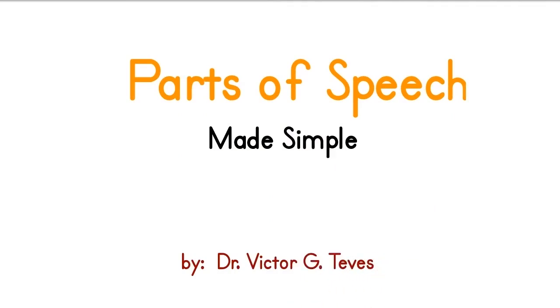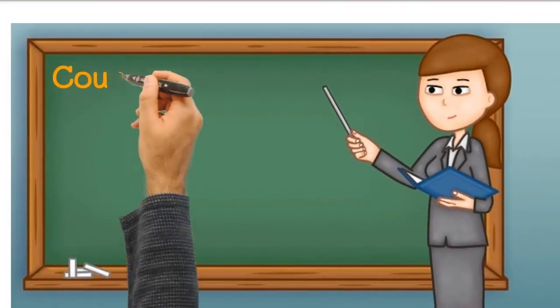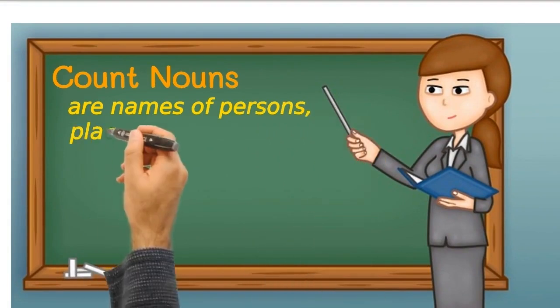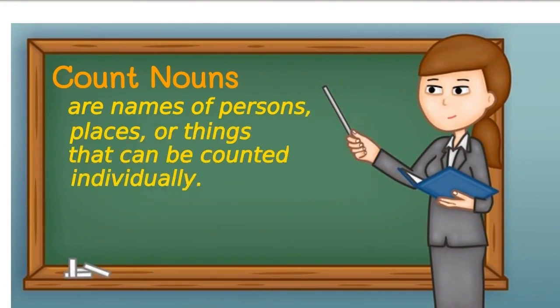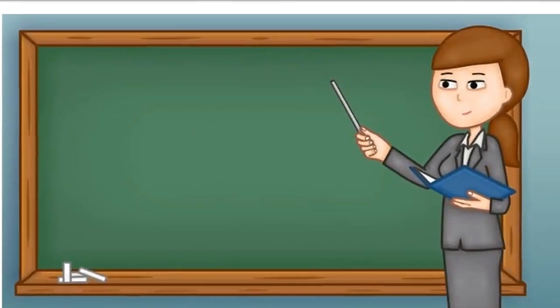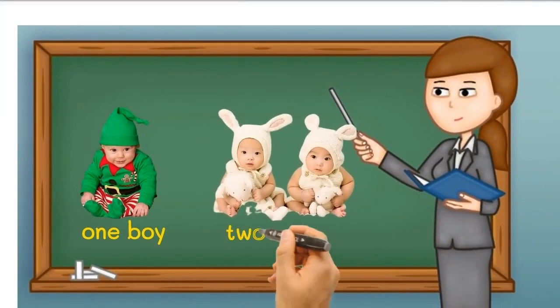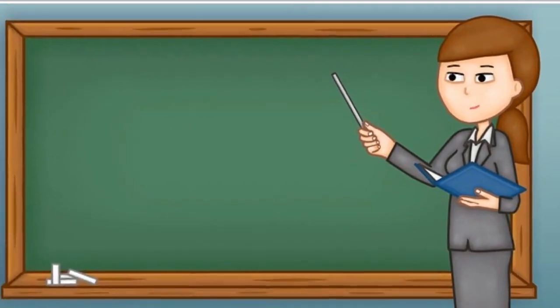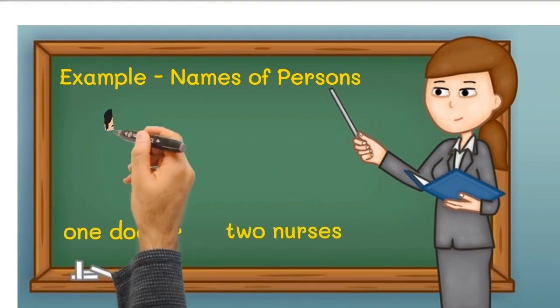In this lesson, we will discuss count nouns and mass nouns. Count nouns are names of persons, places, or things that can be counted individually. Some examples are 1 boy, 2 babies. Other examples are 1 doctor, 2 nurses.